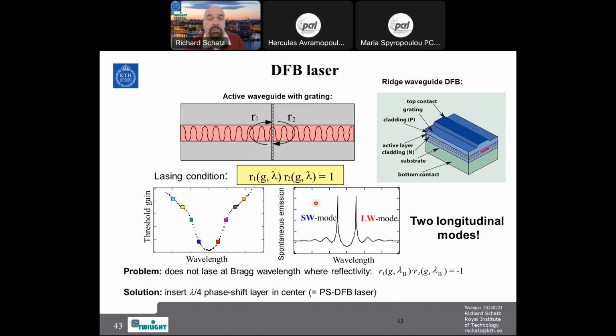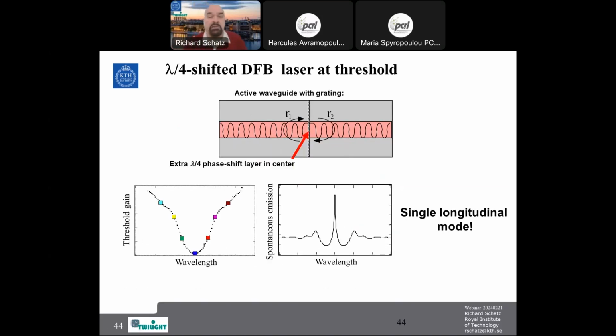In order to remedy this, one can put in a phase shift here in the middle, just a little bit of phase slip to make the central corrugation period a little bit longer. It can be done by electron beam lithography. And then the grating has a slip here. You see here we have a quarter of a wavelength shift. And then you can force the laser to lase exactly where we have maximum reflectivity, that is lowest threshold gain, and you get a single mode laser.